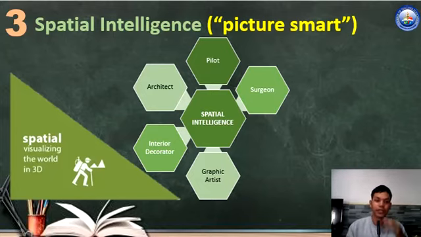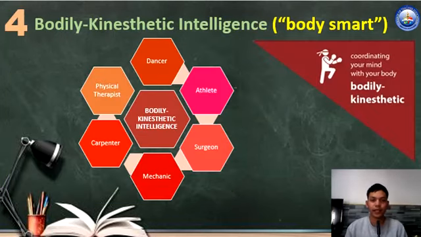The potential career choices for this kind of intelligence are pilot, surgeon, architect, interior decorator, and graphic artist. The fourth one is the bodily-kinesthetic intelligence, which we also call body smart.